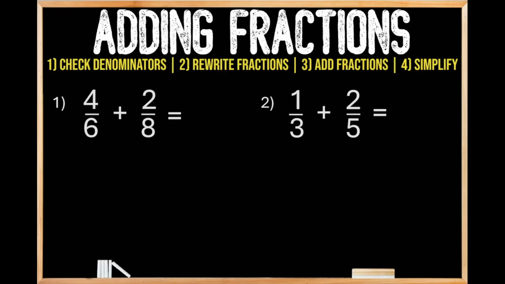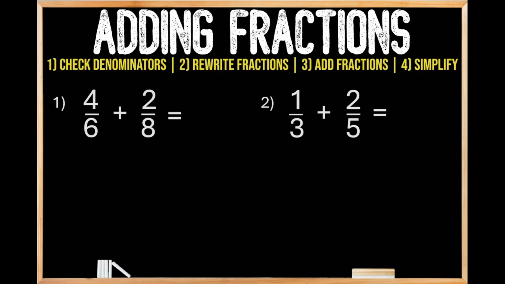Now in order for us to add these fractions, as we can see up top highlighted in yellow, our first step is going to be to check our denominators. The reason this is our first step is because if we have the same denominators, we're going to be able to jump right ahead to step number 3 and start adding the fractions. But since we have two different denominators here, we need to find a common denominator for step number 2 where we're going to rewrite these fractions.